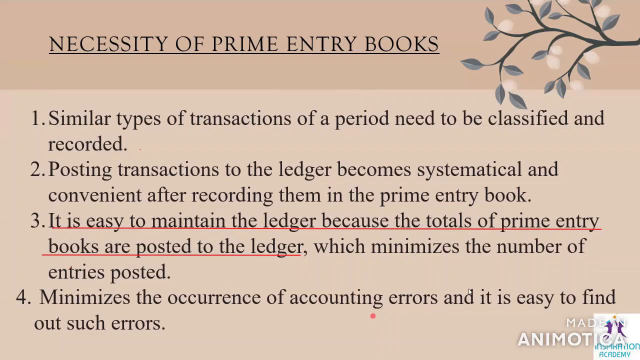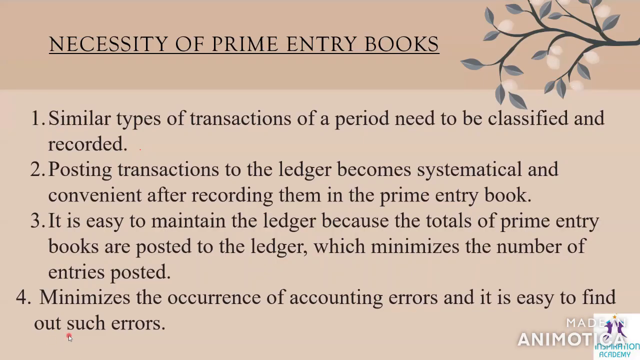Then it minimizes the occurrence of accounting errors and makes such errors easy to find when we record in the prime entry books. Imagine the bank account and the bank statement. If there are differences, we can correct them, right? We can adjust them by referring to the bank account and bank statement. Then we make the adjusted bank account and the bank reconciliation statement to correct those errors, right?